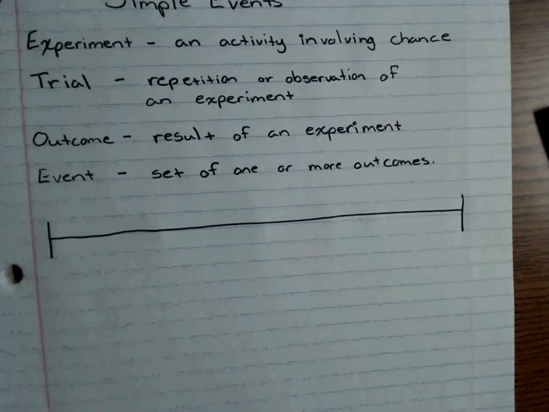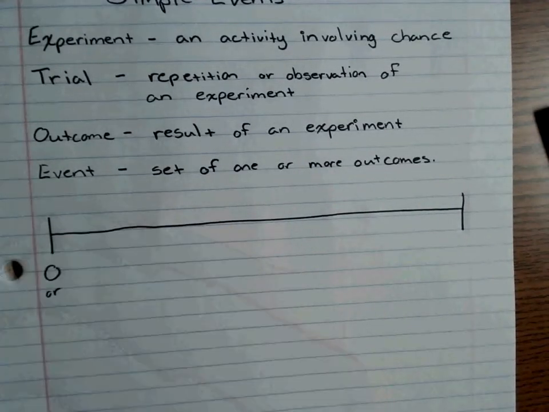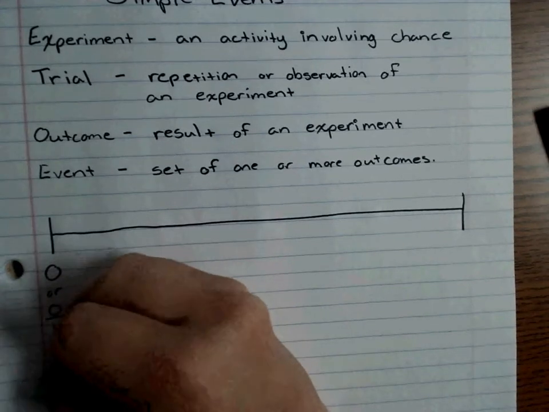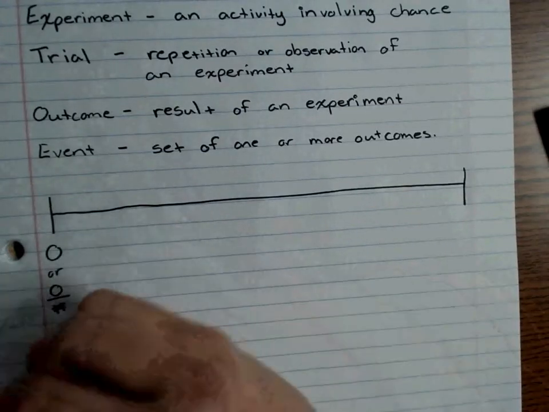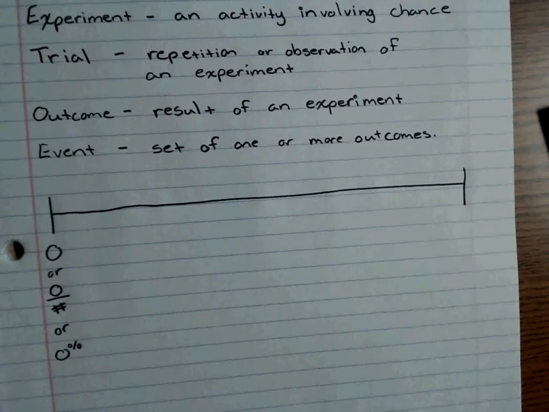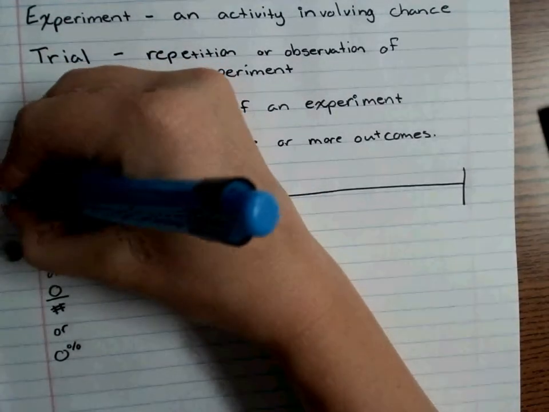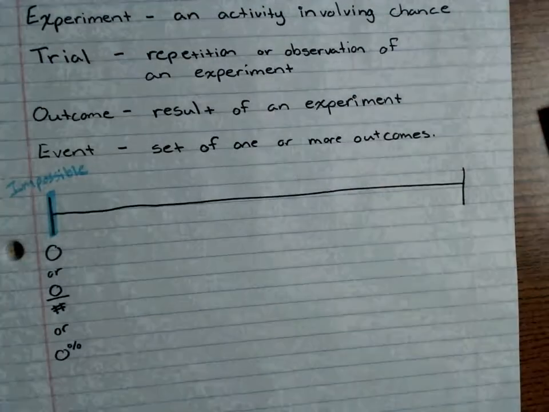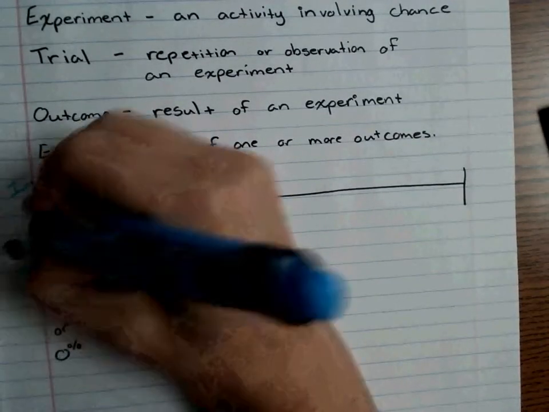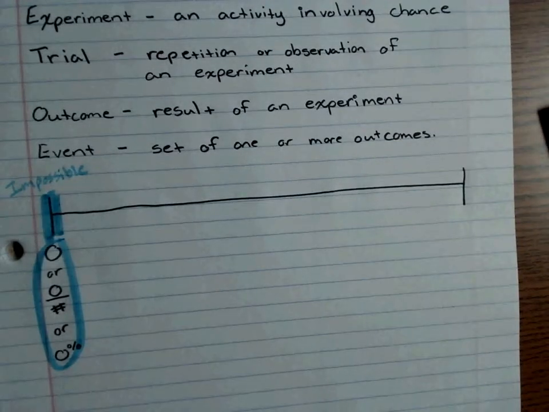Okay, so again, you have a starting and a stopping point here at the value of 0, or 0 over some number, any number, as long as 0 is your numerator, or 0%. When you're in a situation like this, these values right here are called impossible. When it happens directly at 0, 0%, 0 over a number, that's an impossible event.